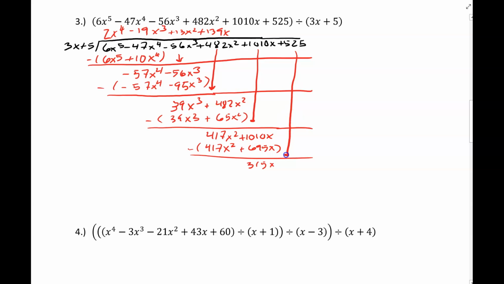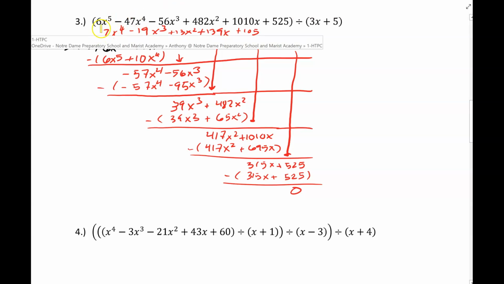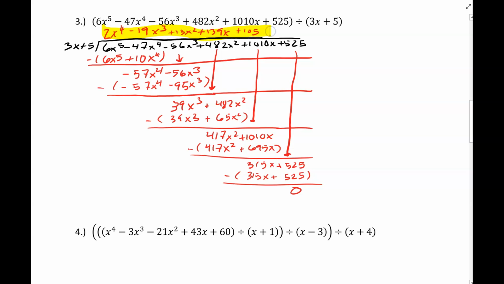Then I'll bring my last term down. So this is my last step. And then I'll ask myself, what times 3x gives me 315x? Well, that's positive 105. If I multiply that to both terms of my divisor, I get 315x plus 525. And when I subtract down, I get 0. So my answer here is just that.